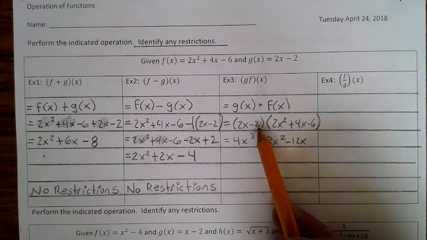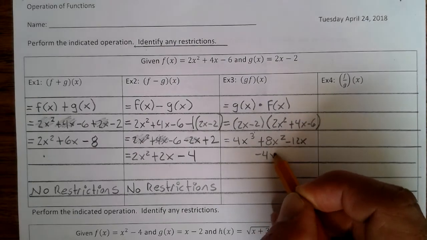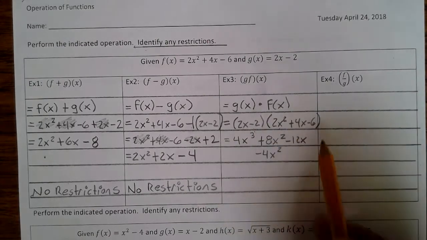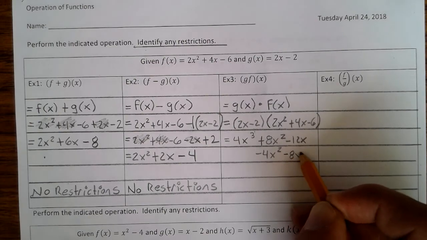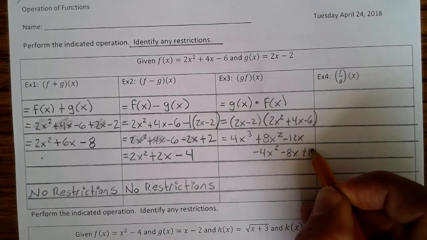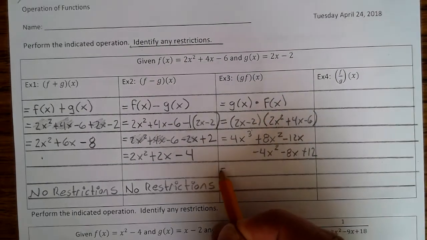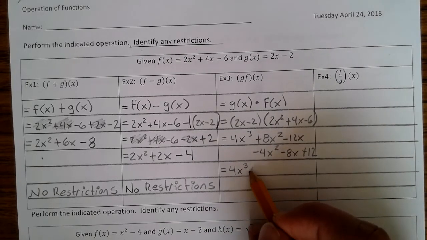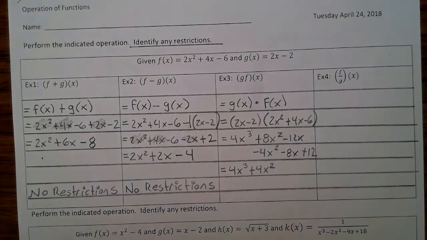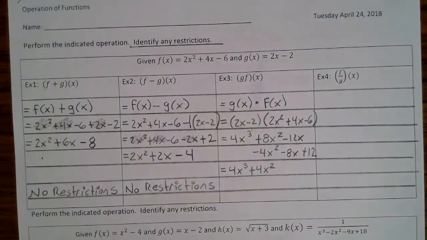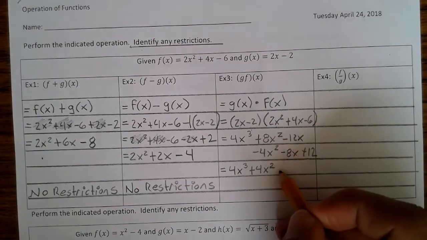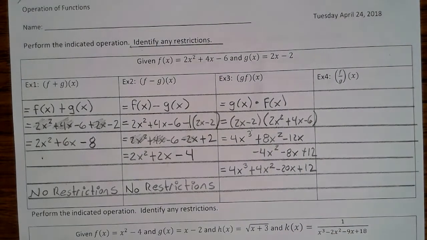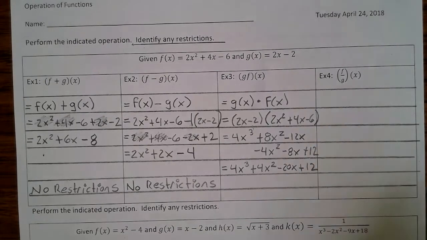Now we're going to multiply by negative 2. So negative 2 times 2x squared is negative 4x squared. Notice how I'm multiplying. I'm doing it, but I'm keeping things lined up. Okay, so negative 2 times 4 is negative 8x. And then negative 2 times negative 6 is a positive 12. So now we just combine terms through columns. So there's nothing to combine with 4x cubed. 8x squared minus 4x squared is positive 4x squared. And then negative 12x minus 8x is negative 20x. And then plus 12. There's no denominator, so there's no restrictions.